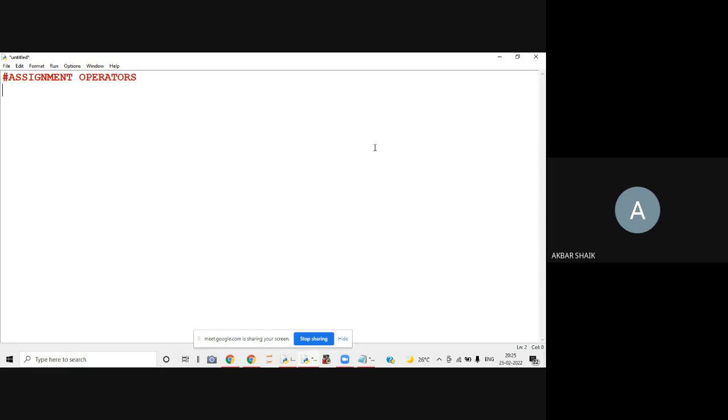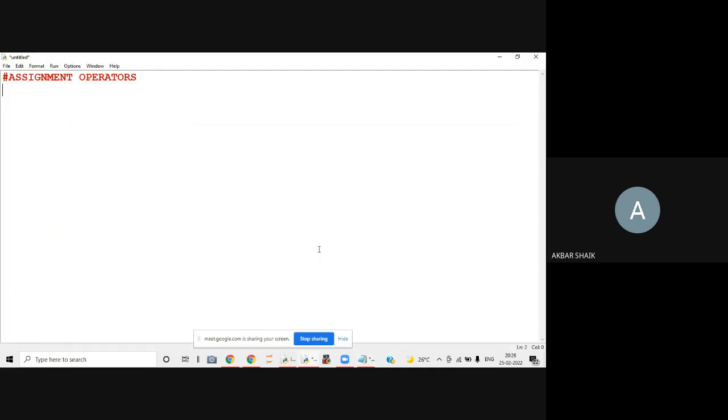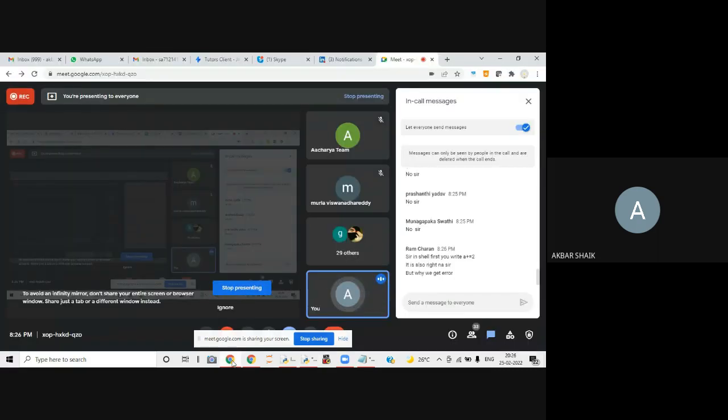Assignment operators, right? Okay, now tell me, yesterday I already told you what the requirements are to write any program: what is the input, what is the output, what is the logic. Now tell me, what is the input for this? If you observe here, what is the input for all the assignment operators? What is the input required for assignment operators?